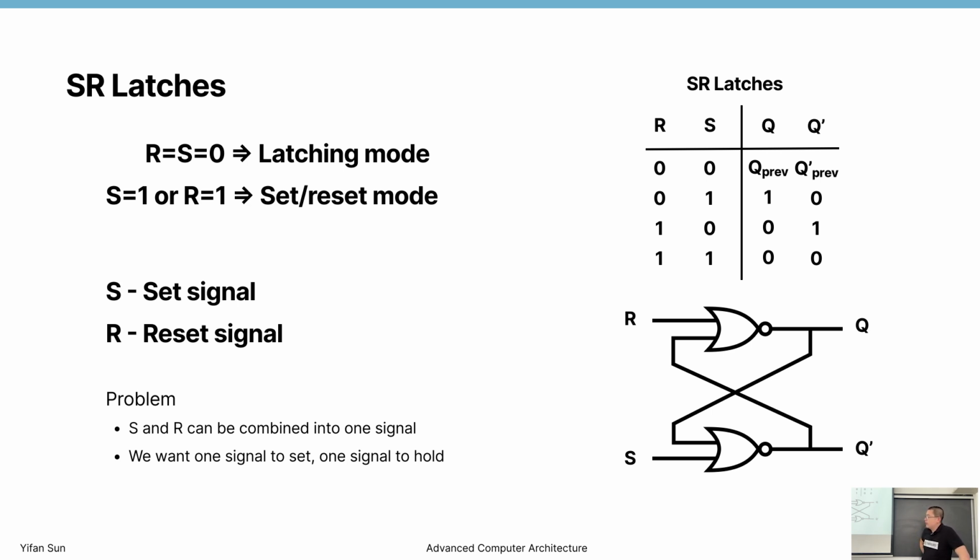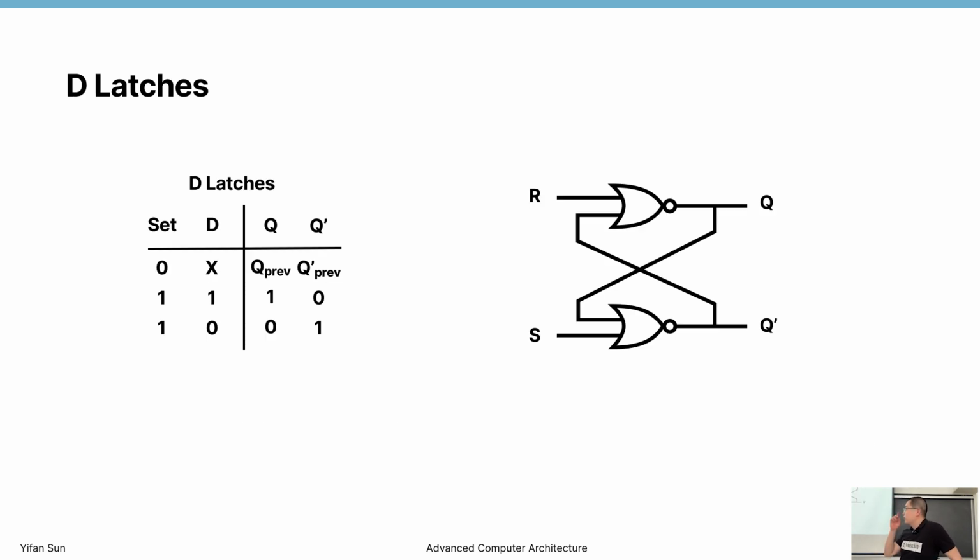And we want to have another signal. Say, if this signal is 1, it's in set mode. If this signal is 0, we want it to be in hold mode, right? So that comes to another type of latch that is more convenient and easier to understand. And we call them D latches. What is a D latch? D stands for data.